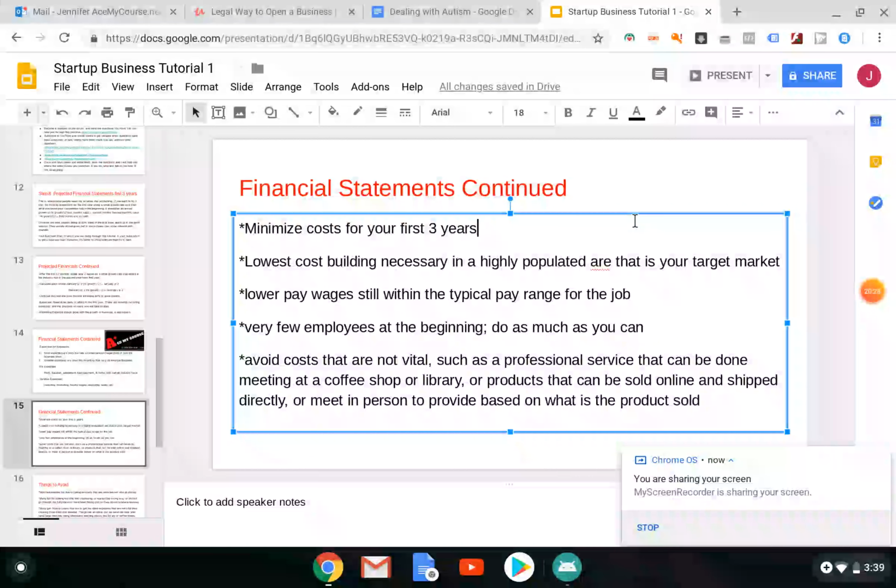Some costs that aren't vital is like a building. If you're like me in tutoring or you're an accountant, you can go meet somebody at their office, or you can go to their house or wherever to meet them. If you sell products, you can be similar to Amazon, where it's only ordered online and you ship it to them. You don't necessarily have to have a building, especially if it's selling products like at a retail store. Brick and mortar is going out of style. Places like Amazon have dominated the market now to where everything's convenient.